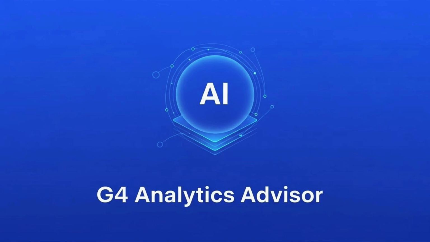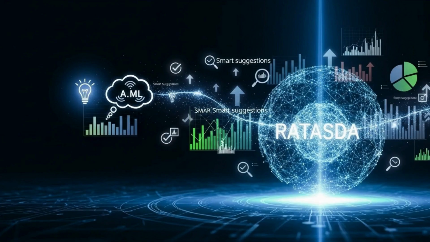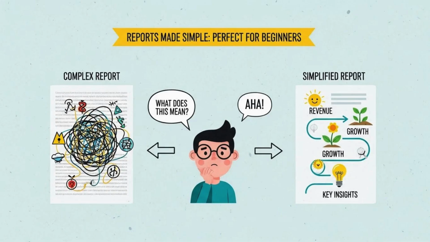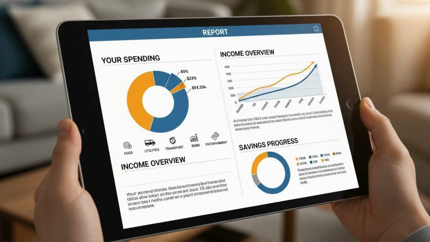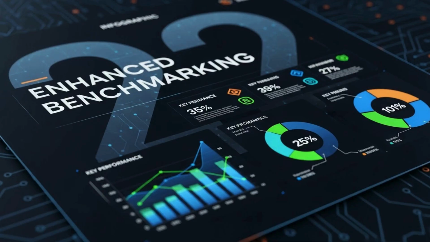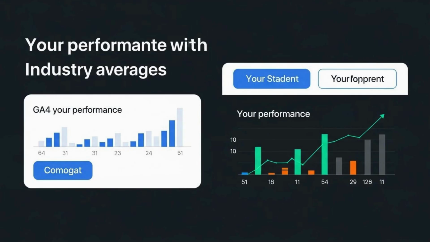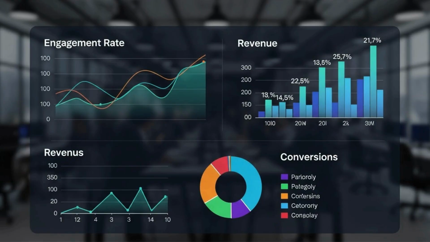Analytics Advisor, AI feature. GA4 now has an AI-powered Analytics Advisor. It automatically analyzes your data and gives smart suggestions to improve tracking. Perfect for beginners who don't understand complex reports. Enhanced benchmarking. GA4 now lets you compare your performance with industry averages. You can compare metrics like engagement rate, revenue, and conversions.